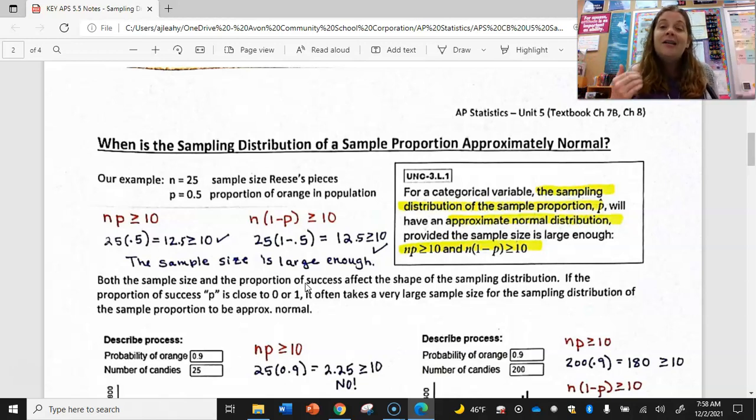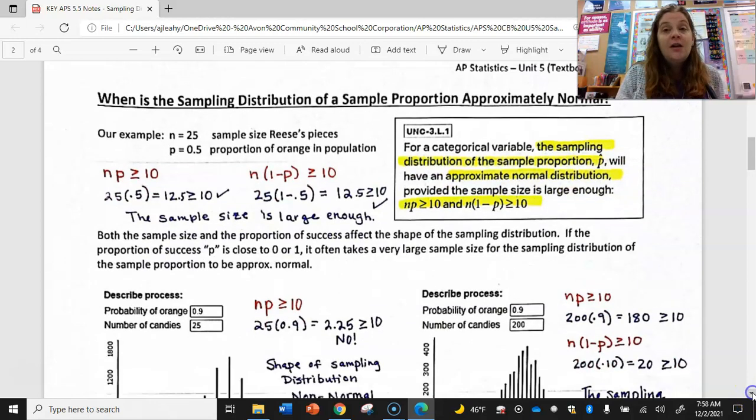Now, if you get numbers less than 10, what that means is that your sampling distribution is going to be some non-normal shape. It is not going to be approximately normal. And since it's not approximately normal, all that stuff we know about normal distributions from the last sections, we can't use.